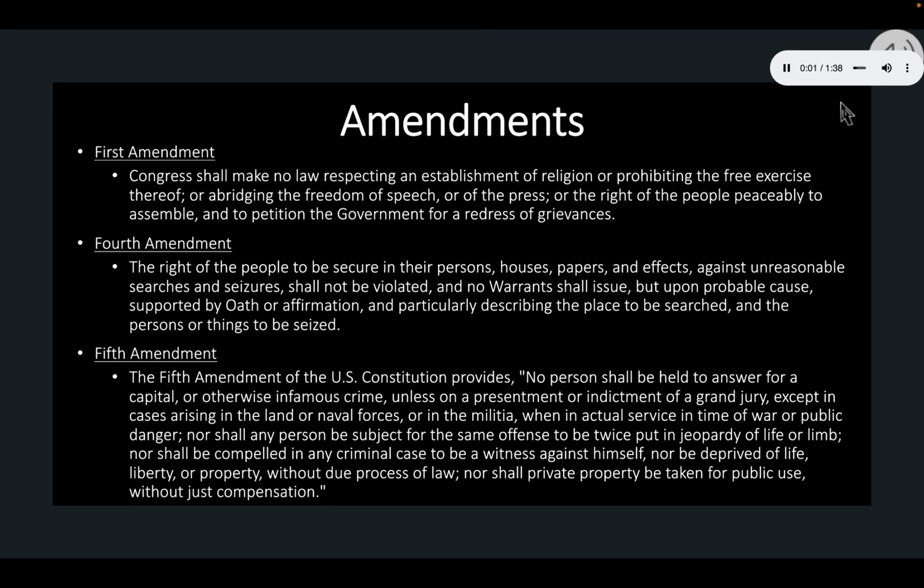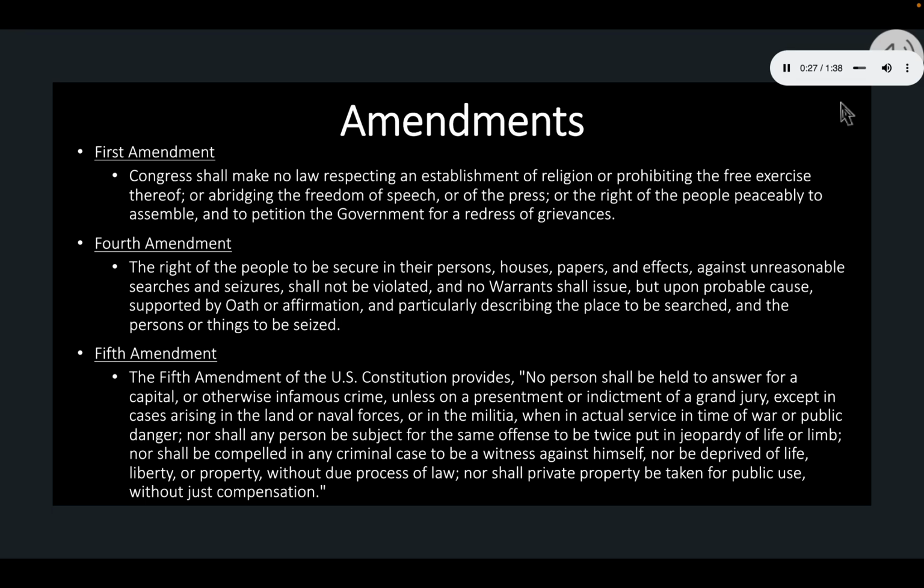The following are the 3 mentioned amendments with their exact wording. First Amendment. Congress shall make no law respecting an establishment of religion or prohibiting the free exercise thereof, or abridging the freedom of speech, or of the press, or the right of the people peaceably to assemble and to petition the government for a redress of grievances.